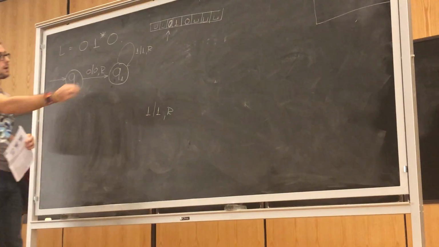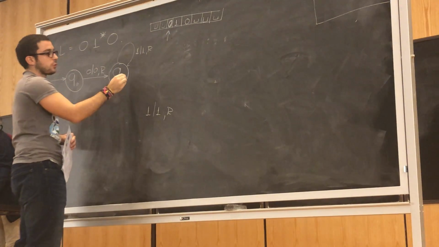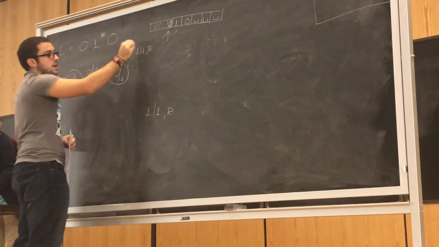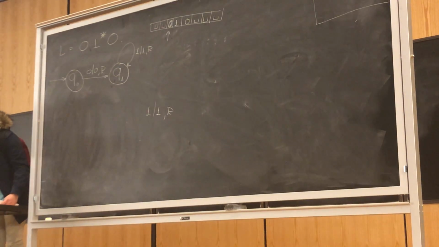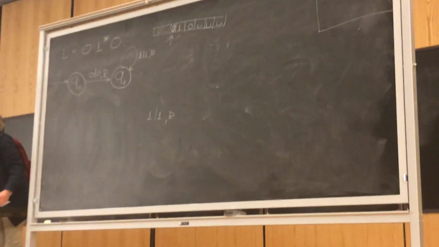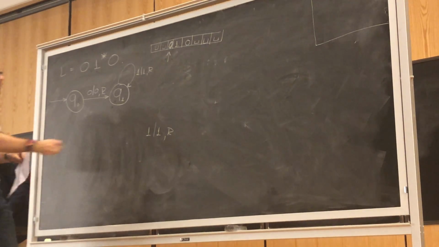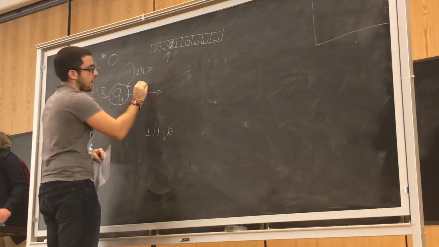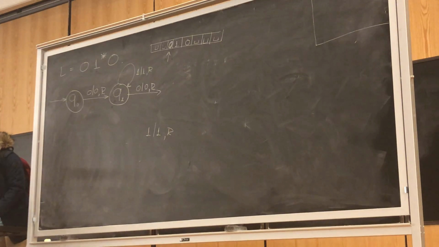So if I read a single one, I don't need to accept that. So I don't care that Q1 is not an acceptance state, and I can stay there reading all my ones. What would make the difference for me? The last zero of the string. So if I see a 0, I should write that 0 again, and I should move to the right.